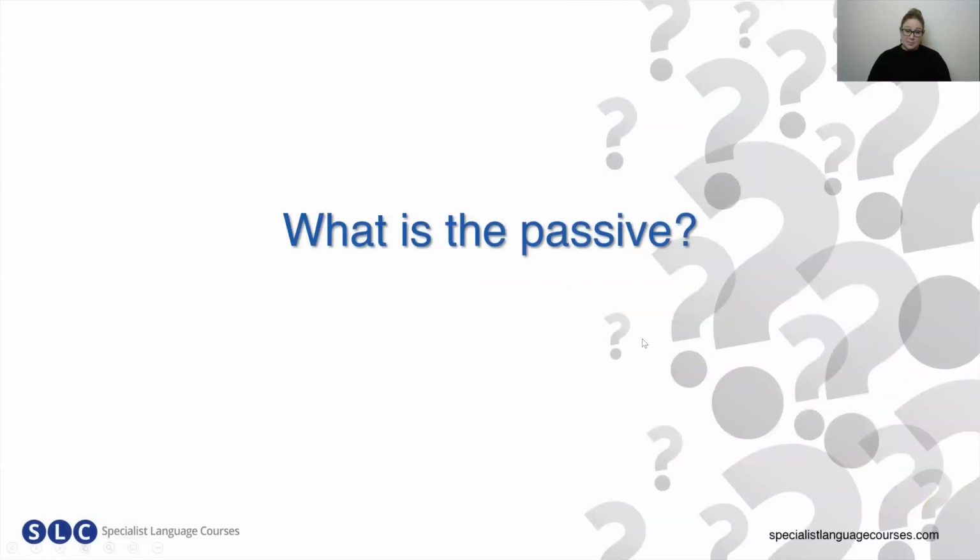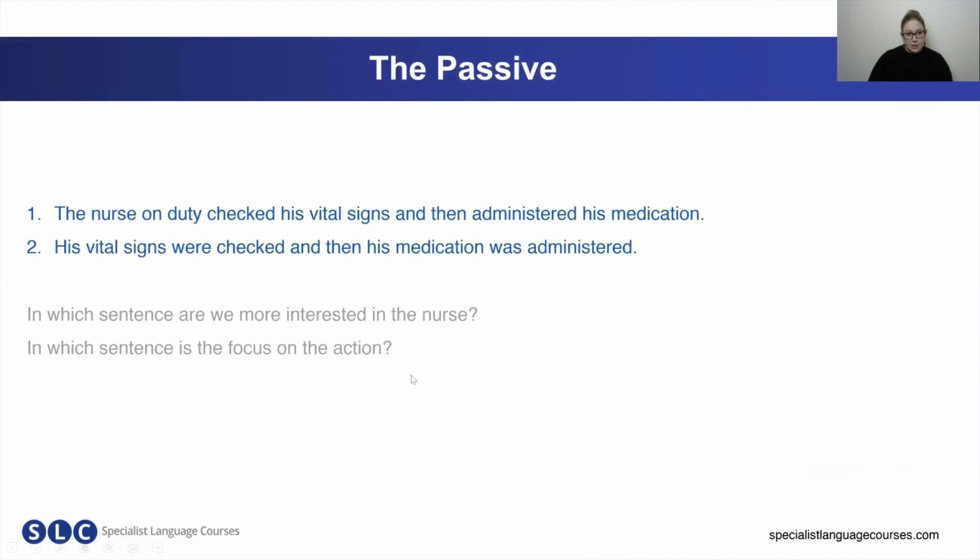So let's take a look at the passive. First off, what is the passive? Check out these two sentences. Number one: the nurse on duty checked his vital signs and then administered his medication. Or number two: his vital signs were checked and then his medication was administered. In which sentence are we more interested in the nurse, and in which sentence is the focus on the action?